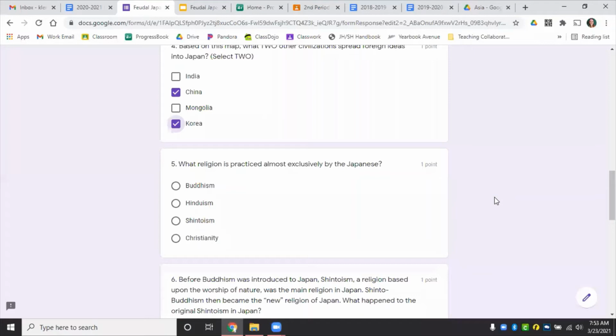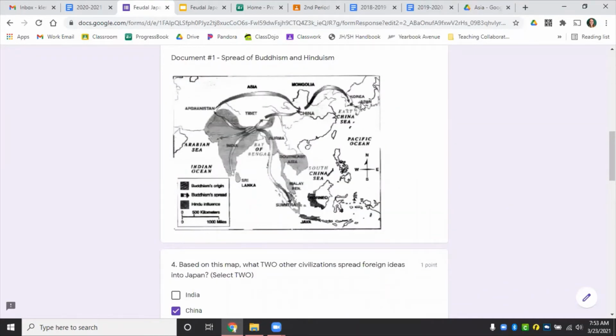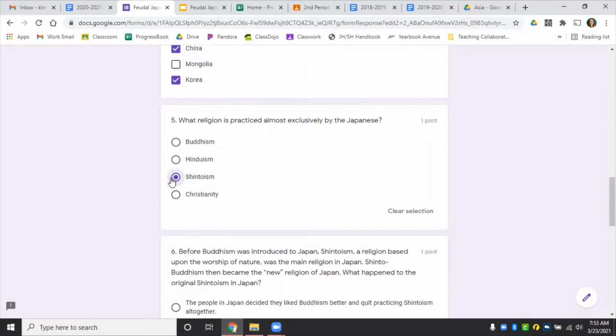All right, so looking at question 5, what religion is practiced almost exclusively by the Japanese? This is a religion not shown on the map anywhere, but it is really only found in Japan. Due to cultural diffusion, it has spread to other areas, but it's not a very widely practiced religion, and it is mainly just found in Japan. And the answer to that is Shintoism. So the Japanese practice Shintoism, and they're almost the only people. That's what exclusively means. They're almost the only people who practice the religion of Shintoism.